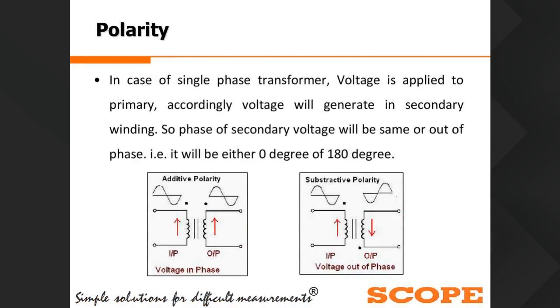Polarity: as I said, the vector group test is applicable for three-phase transformers. Similarly, for single-phase transformers, the polarity test is important. In the polarity test there are two types, additive polarity or subtractive polarity. In the polarity test, we just find out in which direction the flux forms. If additive polarity is there, then the formation of flux is in the same direction. If subtractive polarity is there, the formation of flux in the secondary with respect to the primary is in the opposite direction.